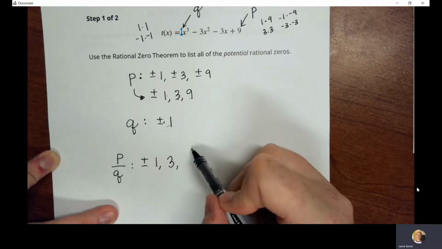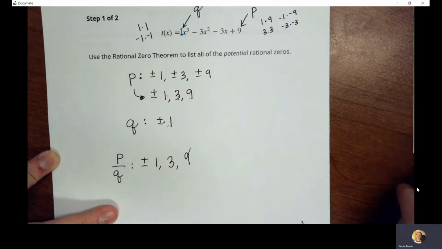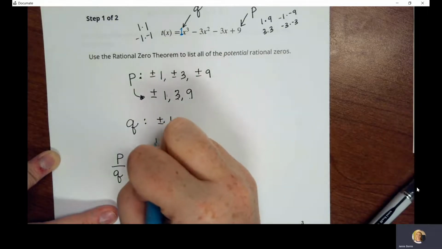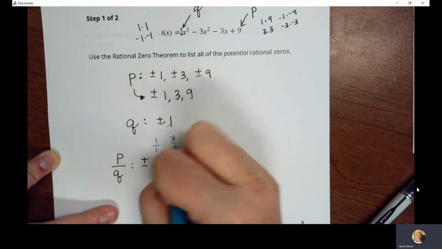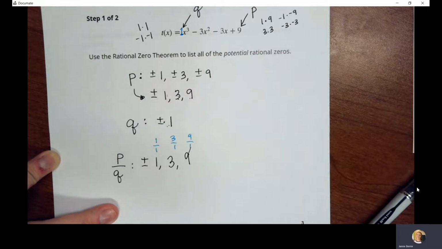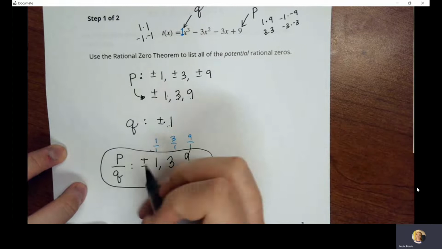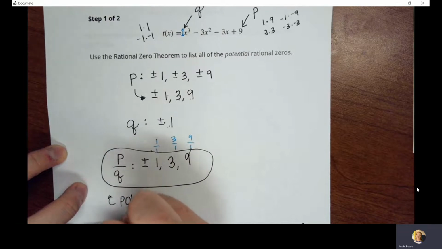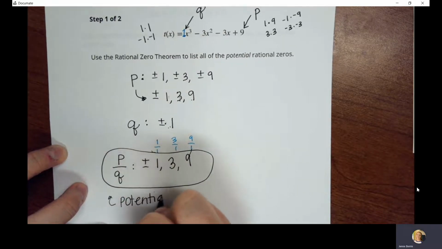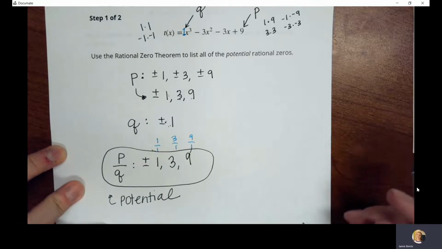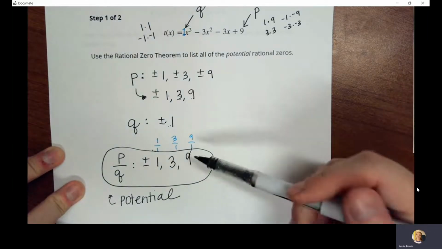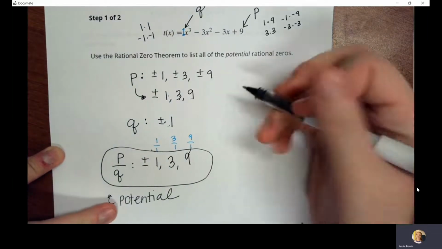9 divided by 1 is 9. All right, so again, this was 1 over 1, 3 over 1, 9 over 1. And we just simplified. So these are the potential rational zeros.